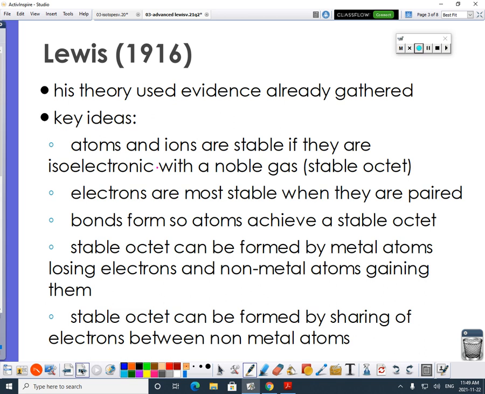Metal atoms become cations, non-metal atoms become anions. You can also share, and sharing occurs between non-metals. So that is still true. It just can't always get the octet, okay? That doesn't make sense. This idea as well that we're not going to leave electrons unpaired, that's weird, okay?